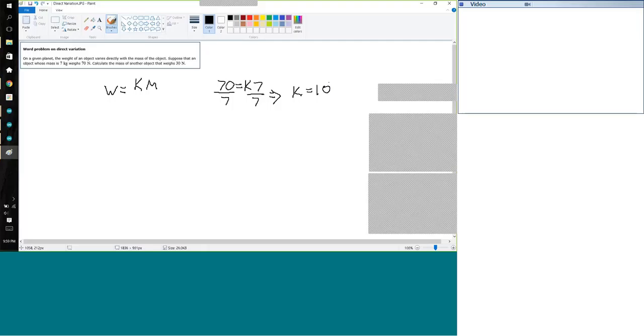Okay. Now it says calculate the mass of another object that weighs 30 newtons. Well, if we've got the weight of 30 newtons, and we know that equals this K of 10 times some mass, then the mass is simply found by dividing both sides by 10, which leads us to M is going to be 3. And in this case, we're going to go ahead and tack on the kilograms, just because they might be curious about our units. Any questions?